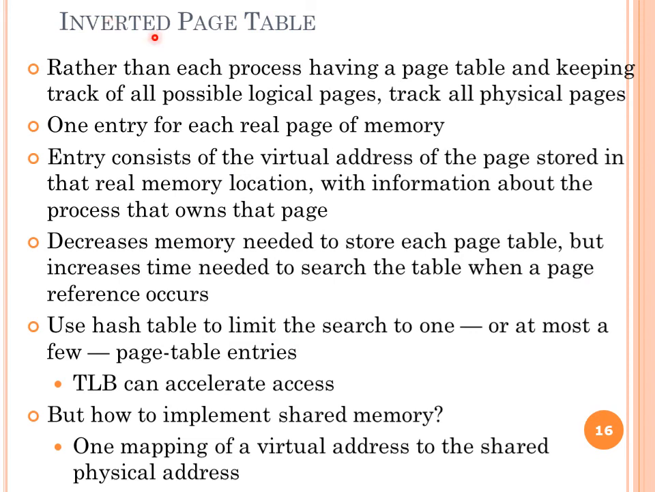Now we'll discuss the third technique, inverted page tables. In the previous two techniques, we are storing the entire page table in memory, so keeping track of all logical pages is very difficult there. Instead of that, we can store all the physical pages of that process in memory here. So we have one entry for each real page of memory. An entry consists of the virtual address of the page stored in the real memory location, with information about the process that owns that particular page. So we are not storing all the page tables here. The process that owns the page information is stored.